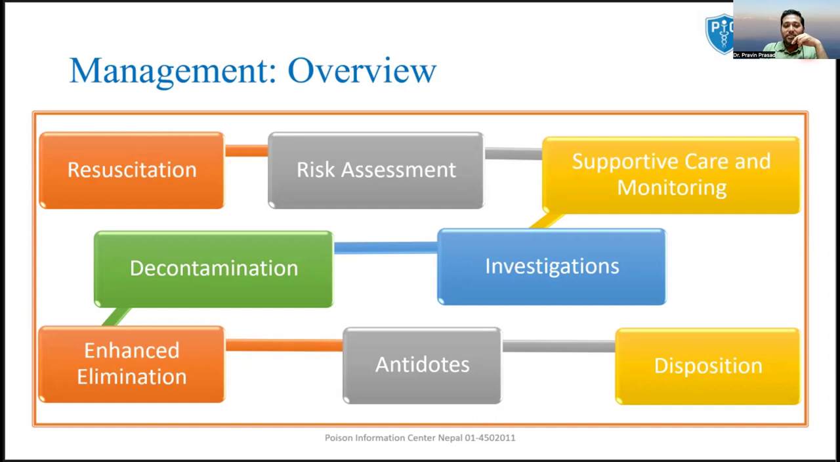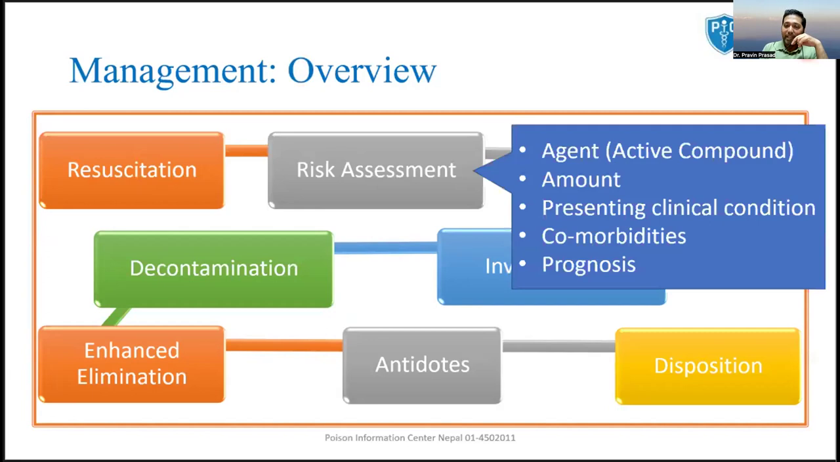Then the other one would be risk assessment. You want to identify the agent, you want to identify the active compound, you want to identify the amount taken, the present clinical morbidities, what are the complaints, what are the symptoms with which the patient has presented, what are the comorbidities, the liver function, the kidney function, the GI tract. So that can complicate the treatment. And you want to also understand the prognosis. So what do we expect? What can happen in 6 hours? What can happen in 8 hours? So that you can decide where you want to dispose the patient.